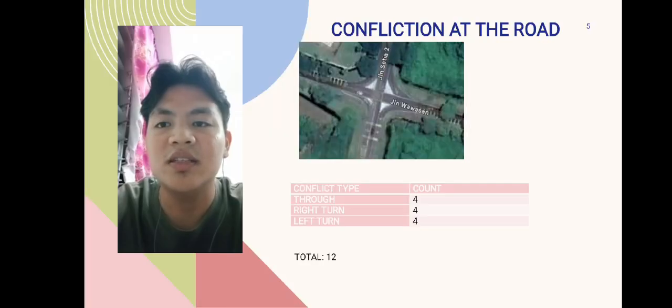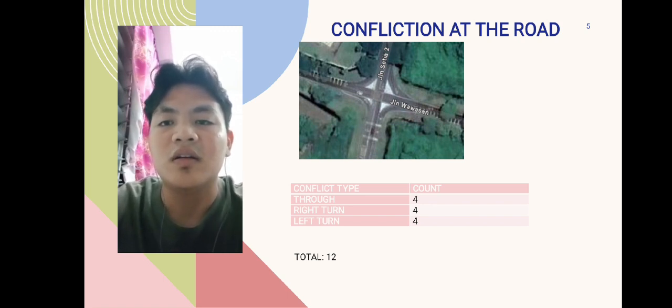As you can see, this is the conflict at the road. There are three types of conflicts. Number one is through, right, and left. The amount of conflict at each road is 4 for each.